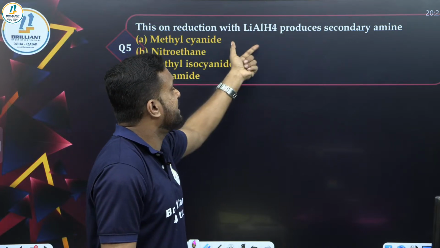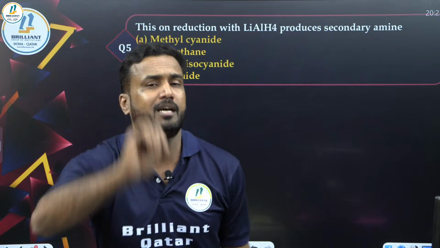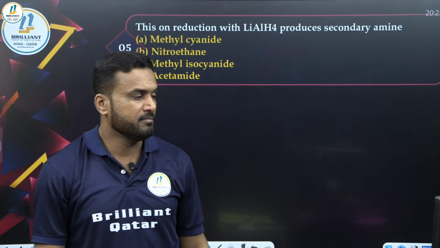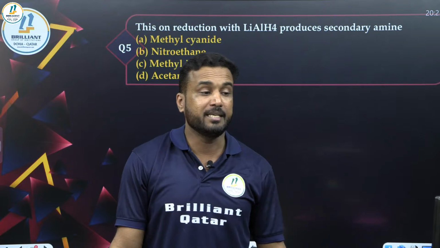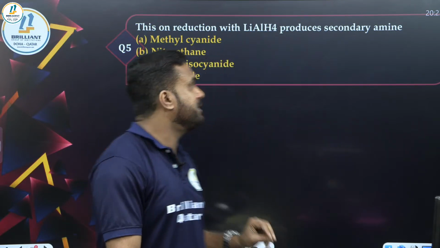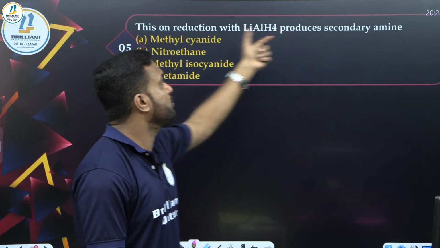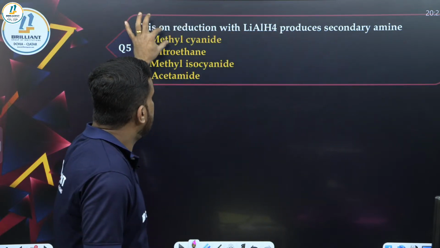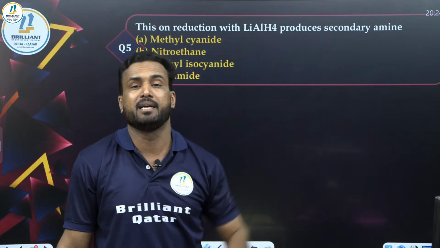This on reduction with lithium aluminium hydride. Dear students, what is lithium aluminium hydride? It is a reducing agent. They are telling that when you use lithium aluminium hydride for this compound, it will give a secondary amine.